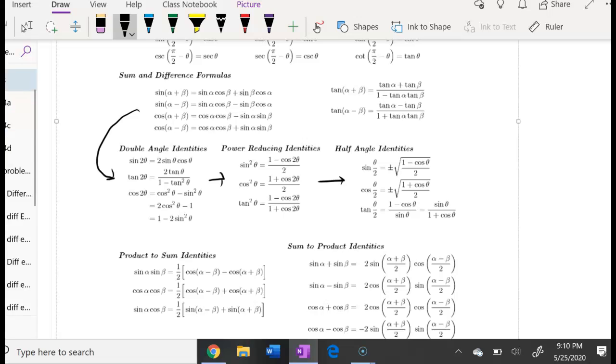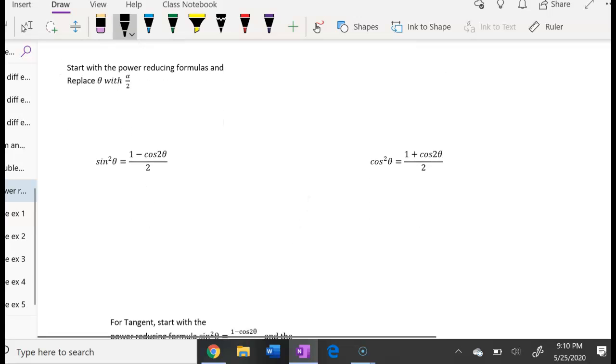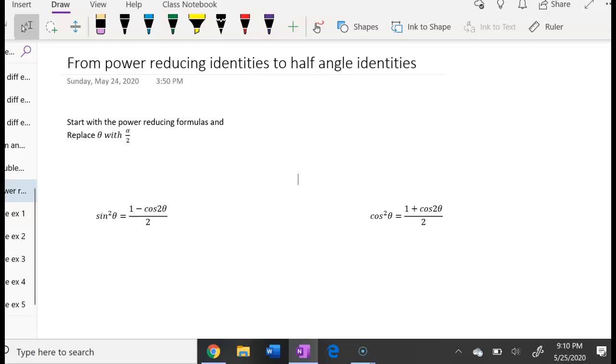Let's go ahead and show how this gets fully developed. We're going to go from the power reducing identities, the two for sine and cosine that we had in the last video. All we're going to do is start with the power reducing formulas, and then replace theta with alpha over 2. It doesn't matter what the angle is called, it's still just an angle. If theta were a 70-degree angle, and the identity worked for 70 and works for all angles, then it would also work for 35. So there's no reason why you can't cut it in half and still have an identity work.